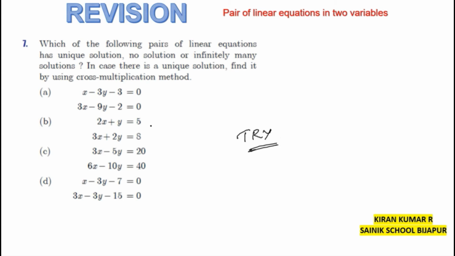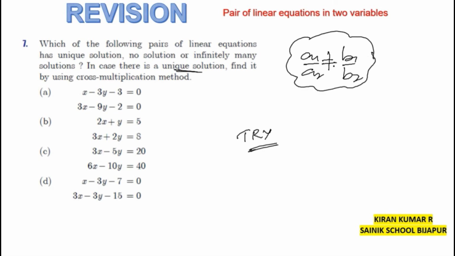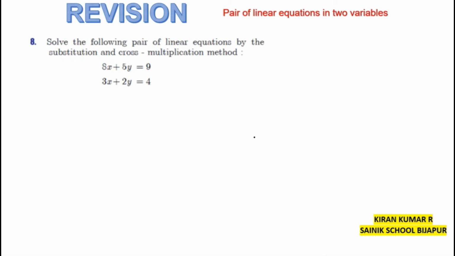First, identify whether there is a unique solution, means a1 by a2 should not be equal to b1 by b2. In such cases, you use cross multiplication method. Now let us see the next question. Okay, I'll solve this by the method of substitution as well as the method of cross multiplication method. In both the methods, I must get the same answer.